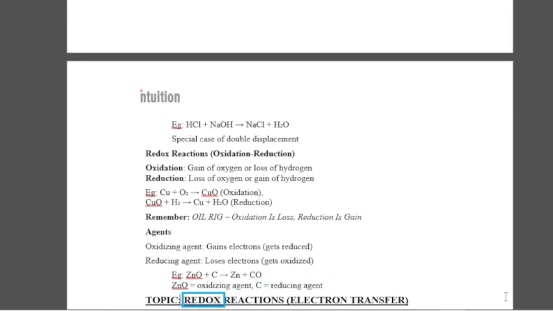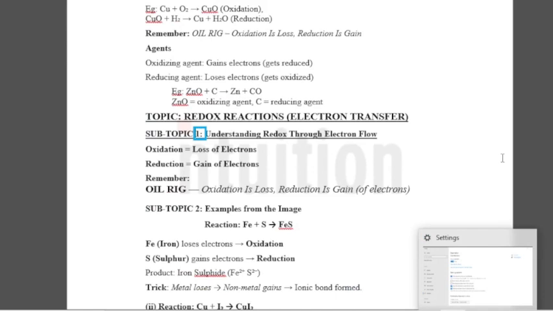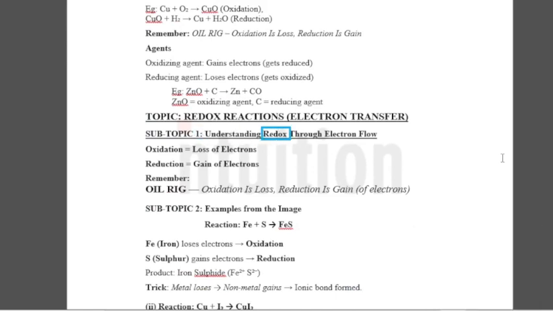Topic: redox reactions, electron transfer. Subtopic 1. Understanding redox through electron flow. Oxidation is loss of electrons. Reduction is gain of electrons. Remember, OIL RIG: oxidation is loss, reduction is gain of electrons.